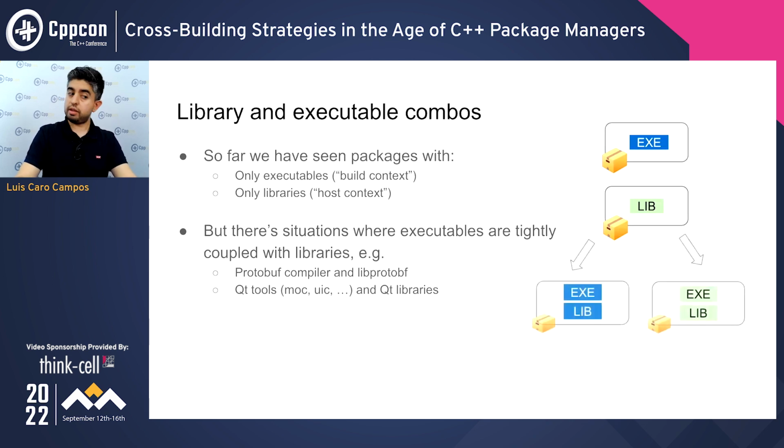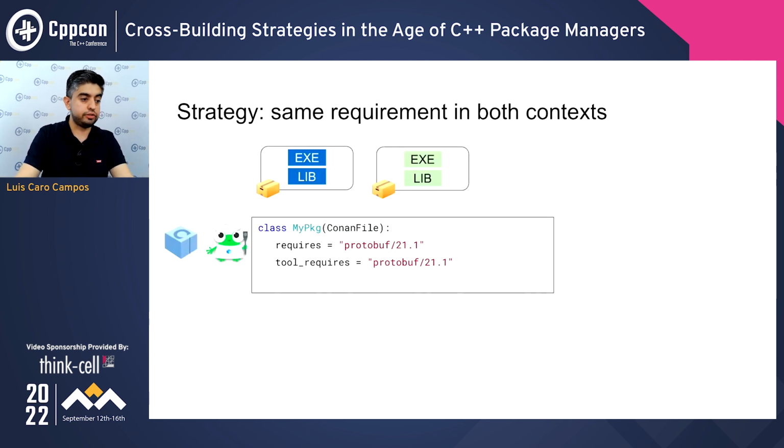So we may end up with something like this, with packages that contain executables and libraries, and we're kind of exposed to both during a single build. So how do we model this? Another strategy proposal is you can actually have, at least in the recent versions of Conan, the same requirement in both contexts, right? So you can say, I require Protobuf for the machine I'm targeting, but I also require Protobuf during the build, right?